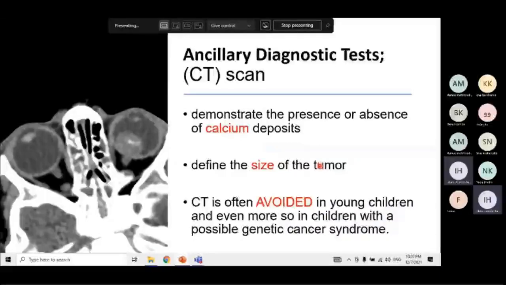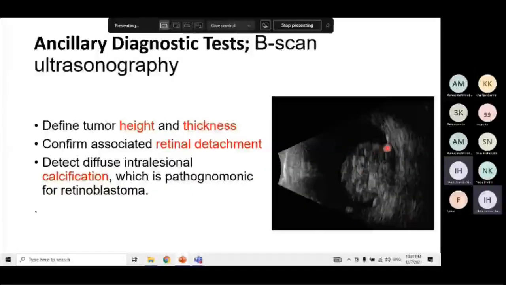I'll say that this one is mostly an endophytic, mostly, but I still need to see it clinically, but it tends to grow to the inside of the globe rather than spreading underneath the retina.